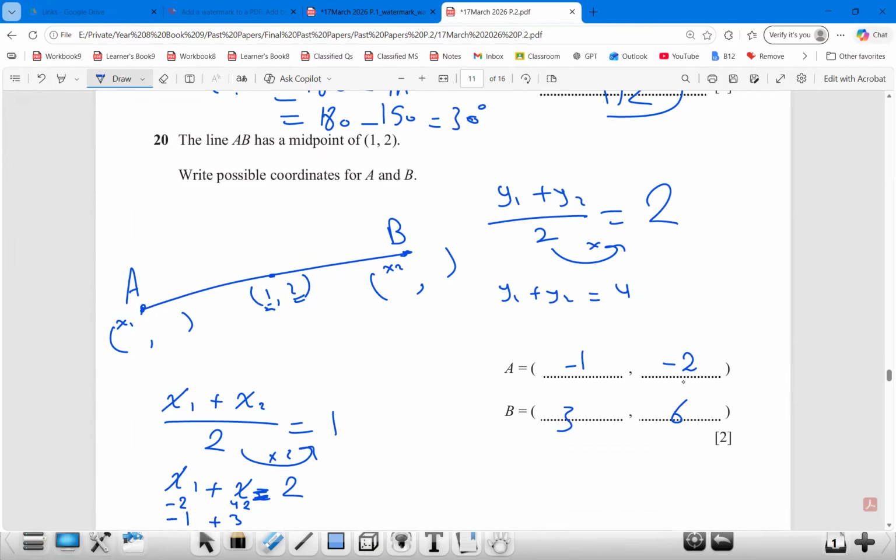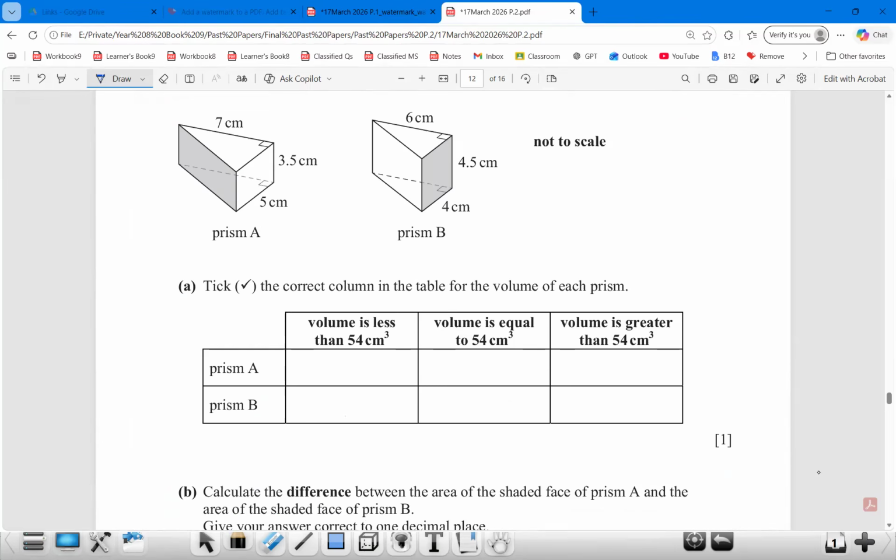Yes, this will work because negative 2 plus 6 is going to give you positive 4, divided by 2 is going to give you the 2 that you want. So writing here negative 1 and here 3, adding them up, they will give you 2, divided by 2 will give you the 1 for the midpoint.